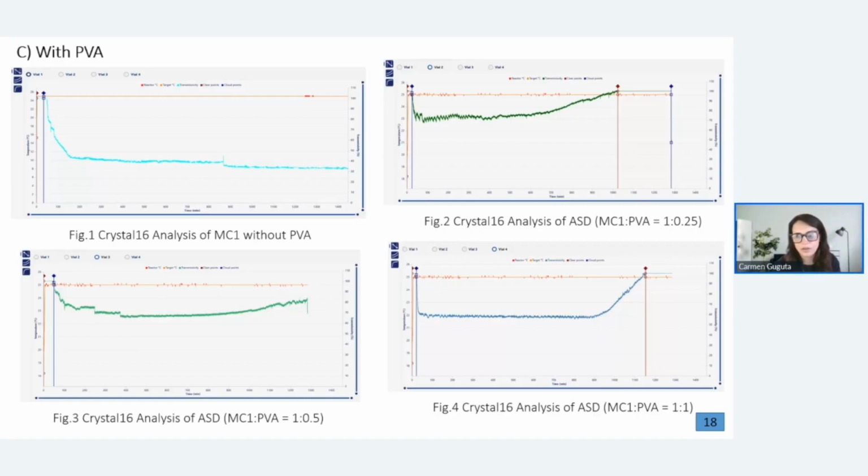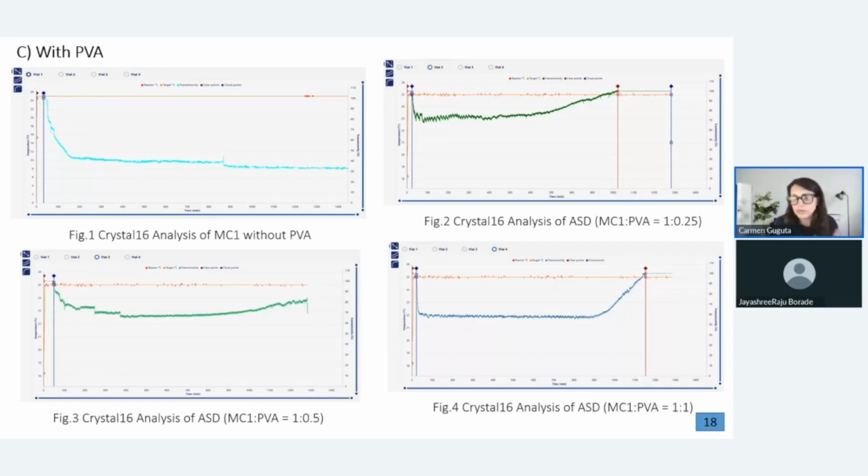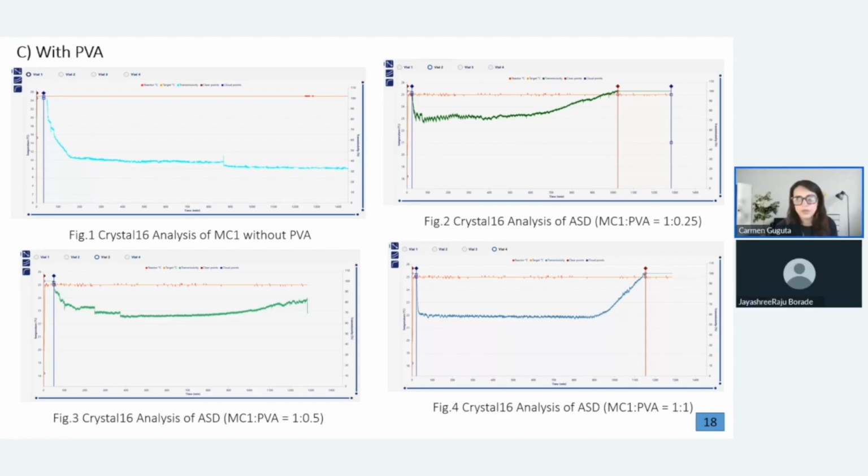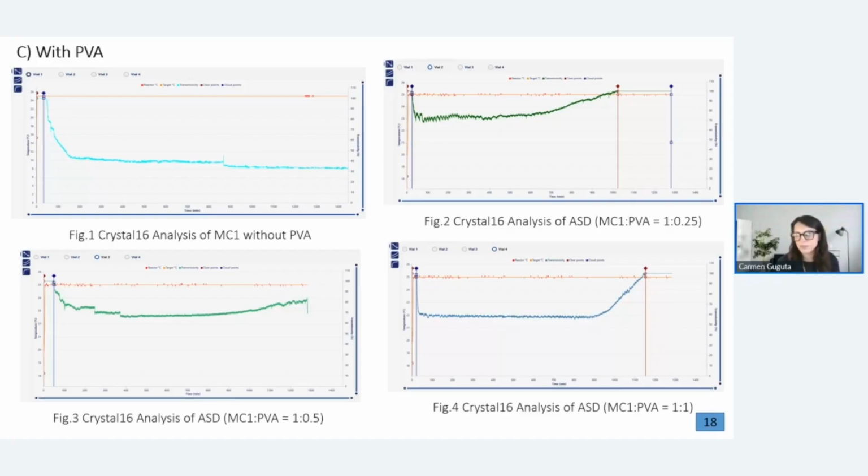If you have a stable amorphous dispersion, I would definitely try the Crystal16. The added value of the Crystal16 is that you can do temperature dependent solubility. So you can easily define the solubility curve, and not only that, also the supersaturation curve. So it will definitely give you quite a lot of information.